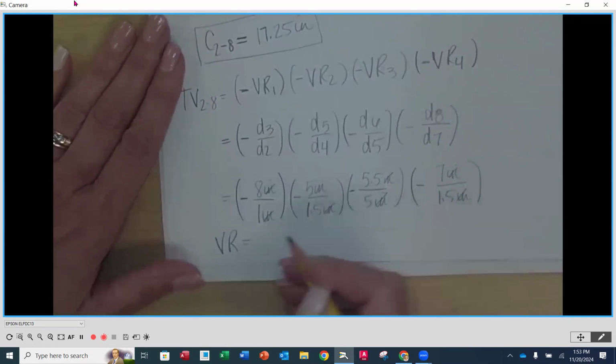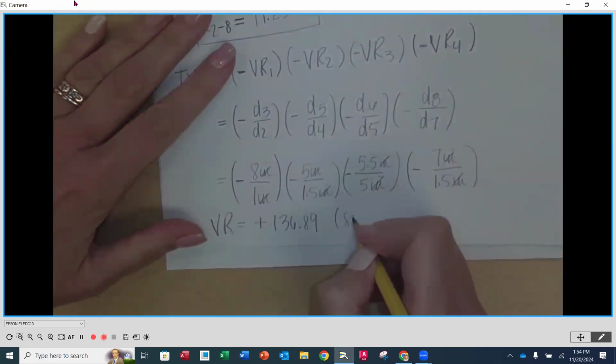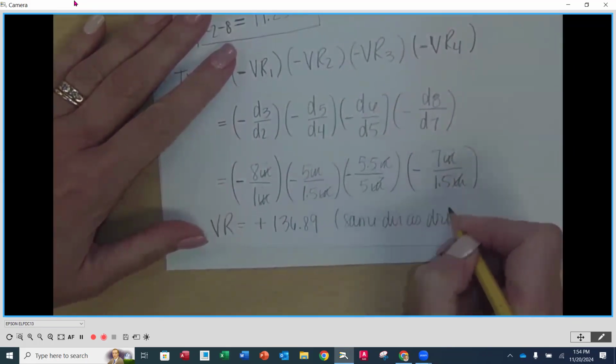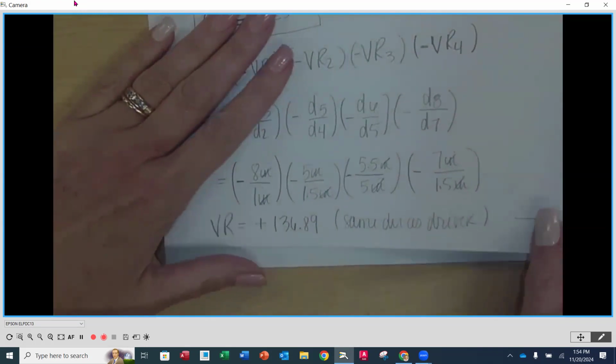So our velocity ratio, we already know is going to be a positive value. Tell me what you get for the velocity ratio. Tyler got 136.89. Remember, this is unitless. And the positive just means same direction as driver, which is our number 2. Anybody else get 136.89? Aaron did. Okay, I've got shakes of the head in the room. Awesome. Now, this is not a final answer. This is just our velocity ratio from the very beginning to the very end. So we still need to figure out what W8 is.